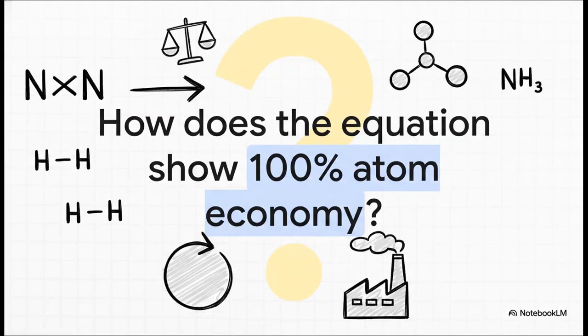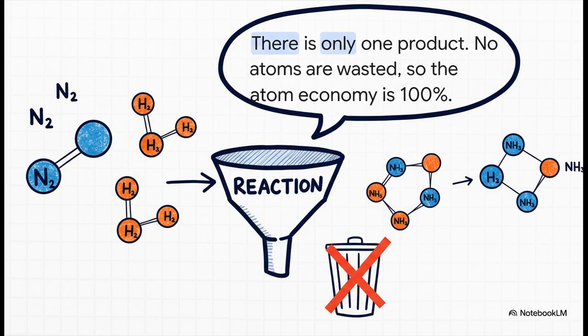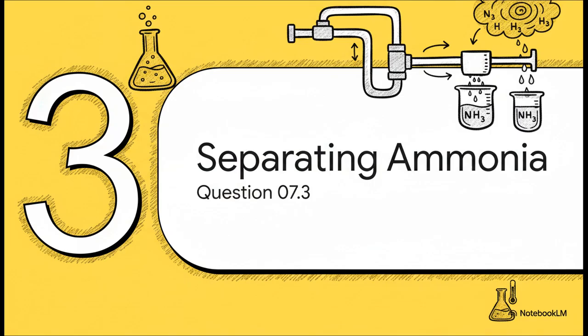Okay, on to 07.2, just a single mark, but it's a really crucial concept. How does the equation for the reaction show that the atom economy of the forward reaction is 100%? This is all about understanding a core principle in chemistry. And you know what? The answer could not be any simpler. The mark scheme gives you the full mark for this one, direct phrase. There is only one product. That is literally it. Because ammonia is the only thing you make in the forward reaction, no atoms are wasted. That means you get a perfect 100% atom economy. Easy mark! Right, let's see how this all builds up.